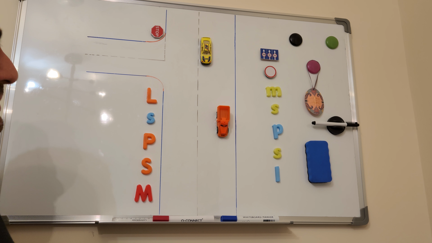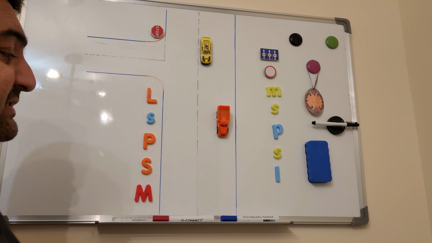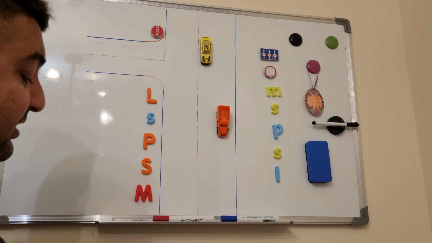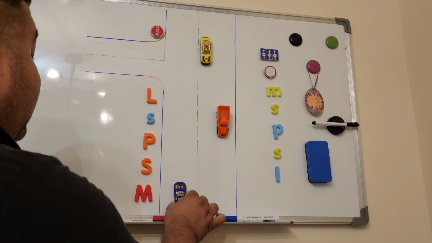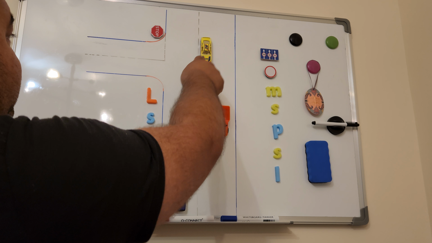Today we're going to talk about who has a right of way when you are turning left into a side road. So by now you're aware of your MSPSL routine. Let's say this blue car is you coming along this road. You want to take the next left here. Here is a car turning right.